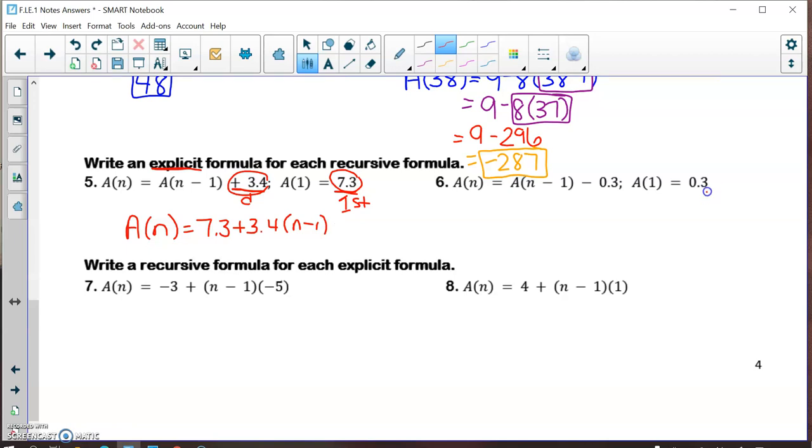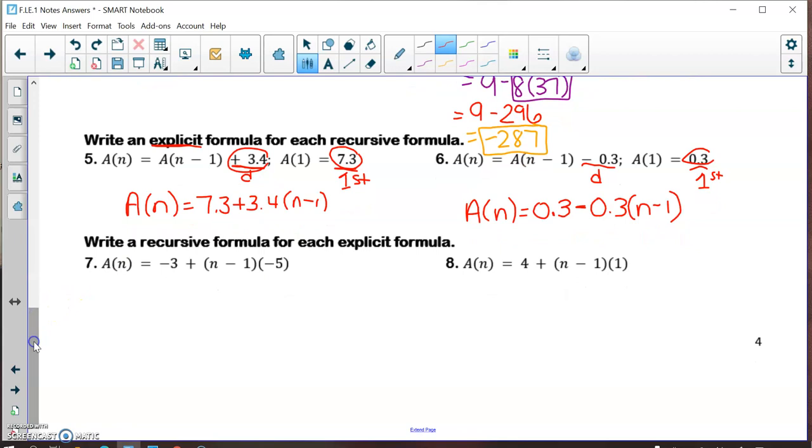Number 6, same thing. My first term is 0.3. My common difference is minus 0.3. So writing my explicit formula, I just write A of n is equal to my first term, which is 0.3, plus my common difference, which is actually just a minus 0.3, times n minus 1. And that's it.